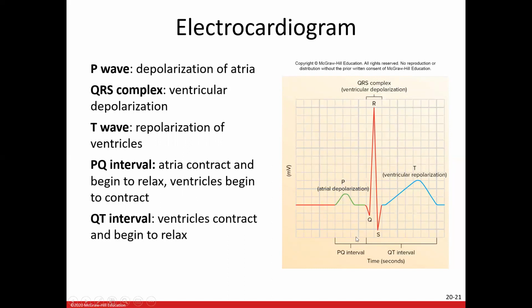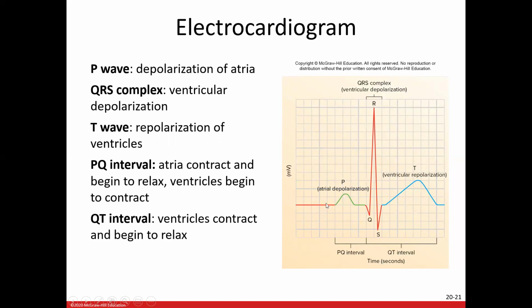So if we look in this graph over here, again, we have millivolts on the y-axis, so that's the charge, and then we have time in seconds on the x-axis. We have a couple different pieces of the electrocardiogram. So we have the P wave, which is this green section right here. We have the QRS complex, that's the spike right here. And then we have the T wave right here, that's in blue.